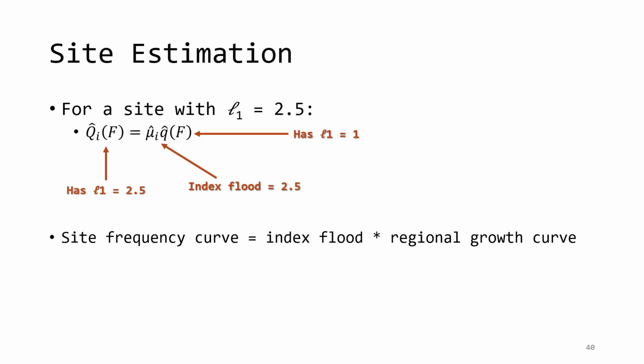In this example, we want to take a regional growth curve and apply it to a site that has an index flood of 2.5. To get the at-site frequency curve, we simply multiply the RGC by the index flood to get the at-site frequency curve.